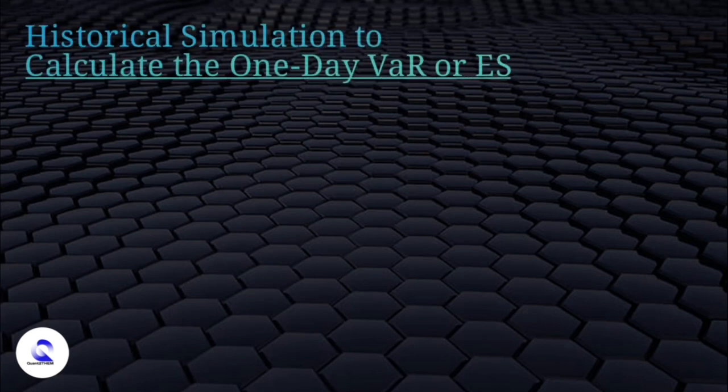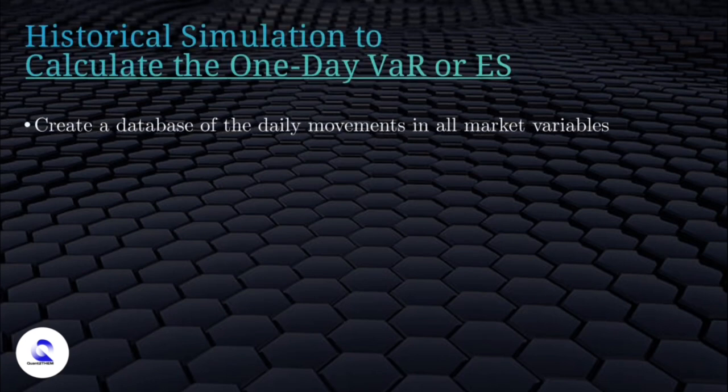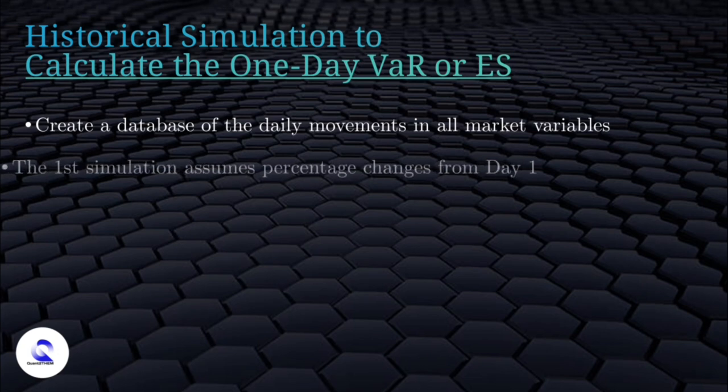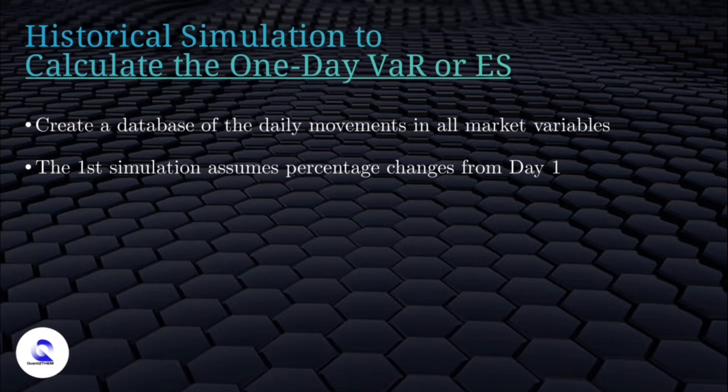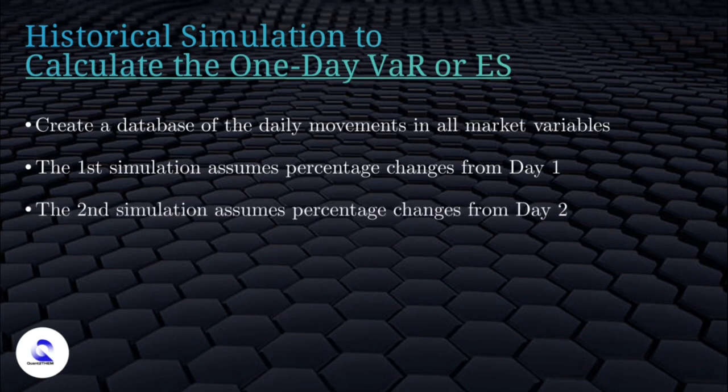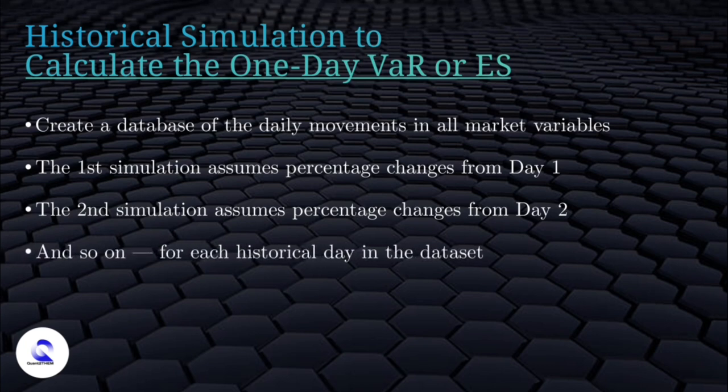One widely used method to estimate 1-day value at risk or expected shortfall is the historical simulation approach. We begin by building a database of daily movements in all relevant market variables. Then we assume what would happen today if a portfolio experienced the same percentage change as on day 1 in the historical record. Next, we repeat this process using the change from day 2, day 3, and so on, effectively generating a new portfolio value for each past day scenario. This gives us an empirical distribution of outcomes from which we can extract both value at risk and expected shortfall, without assuming normality or estimating volatility directly.